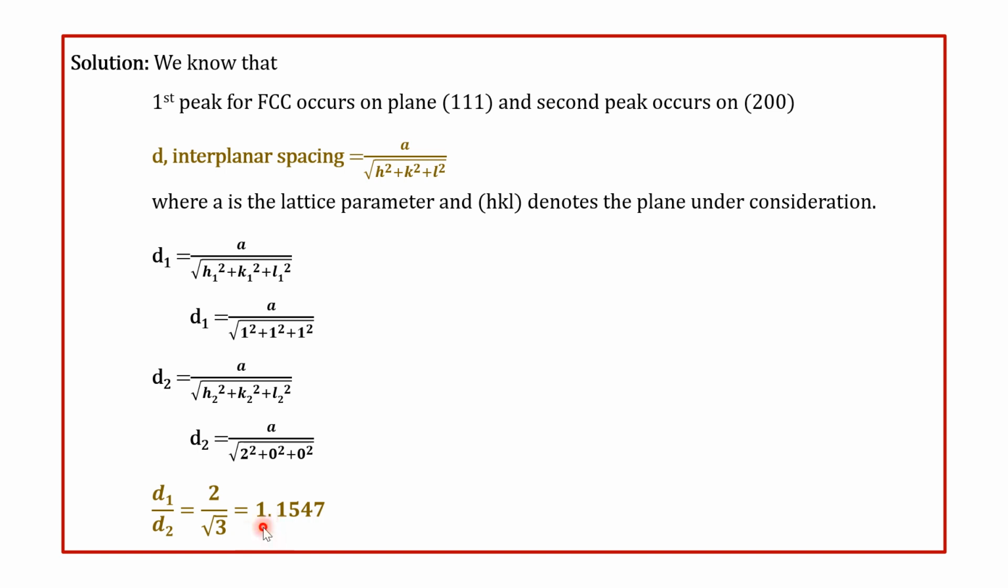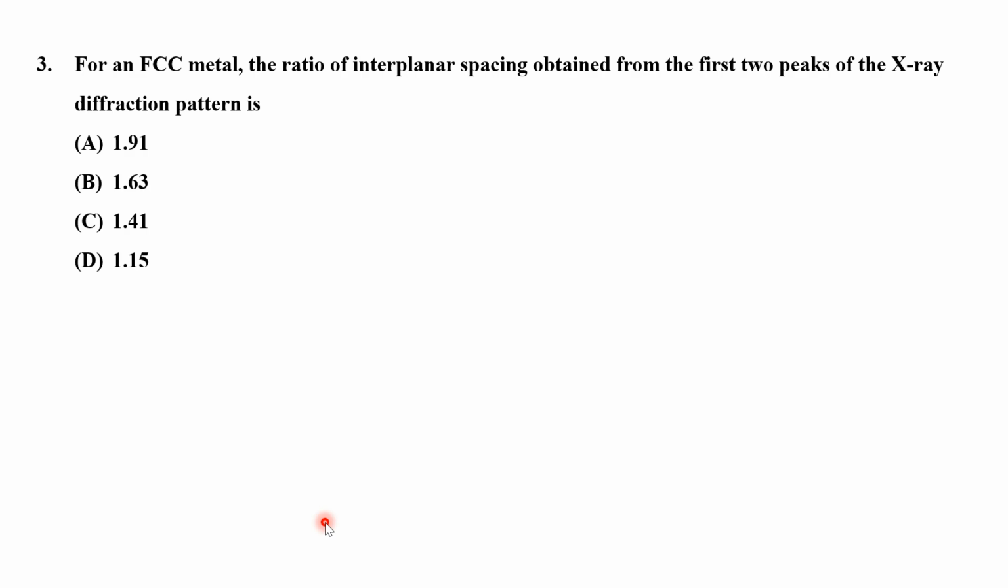And the final answer will be 1.1547. So if we see the options, 1.1547 is the answer that we got, and in the options there is 1.15. Therefore, the answer to this particular question will be option D. Is it? Sorry?